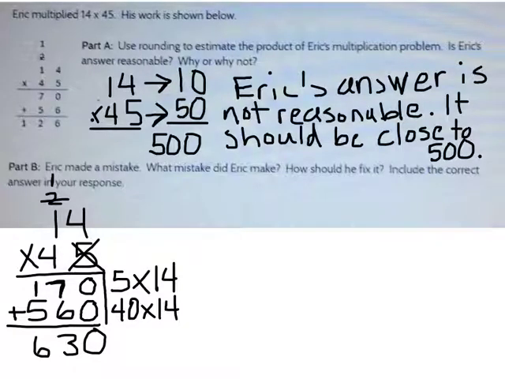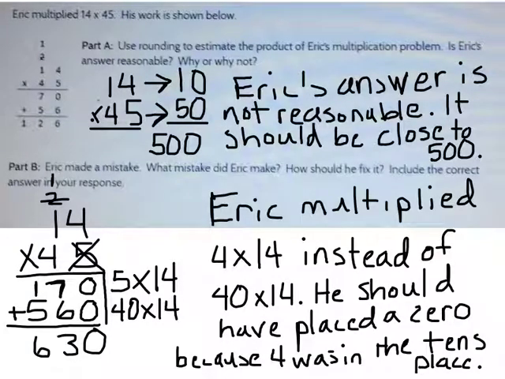So, now that we've done the work correctly, what mistake did Eric make, and how should he fix it? Eric multiplied 4 times 14 instead of 40 times 14. He should have placed a 0 because 4 is in the tens place.